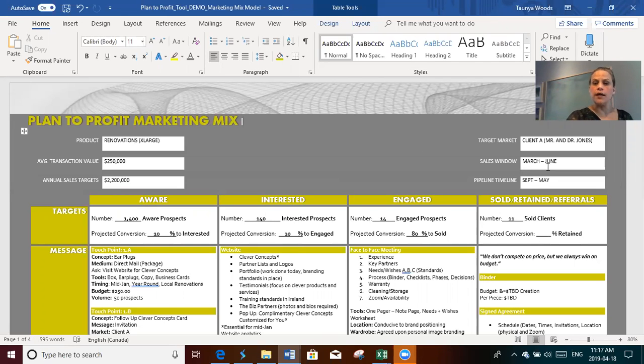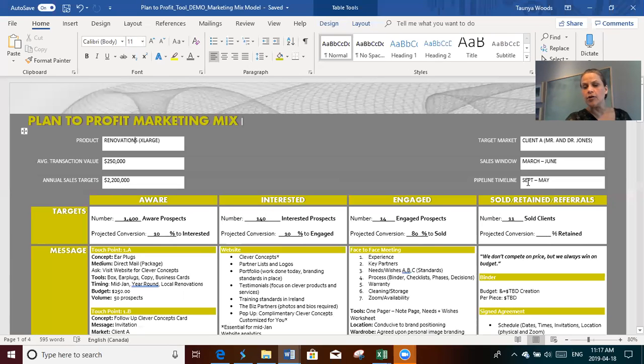So client A, our sales window of opportunity, most of the work, when the money is going to come in on this phased approach, is typically going to be from March to June. So that's what you're going to write in here. And then your pipeline timeline really just means your sales pipeline. So if you know that you're going to be closing deals March to June, you can't start marketing in March. That's way too late. You've missed the boat, right? Everyone else has already started marketing to them. So you need to get in front of them before that.